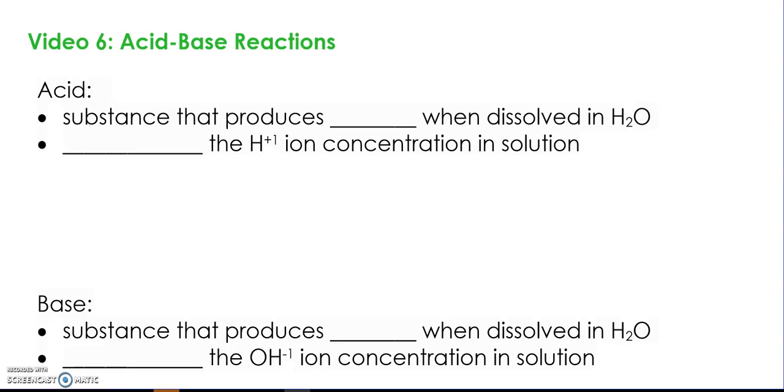This video is on acid-base reactions. So first we have to know what an acid is. It's a substance that produces H+ ions when it dissolves in water. Another way to write this is H3O+, and that's what we call a hydronium ion. I'll show you what I mean by this when I do an example equation.